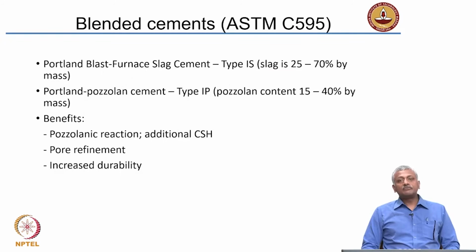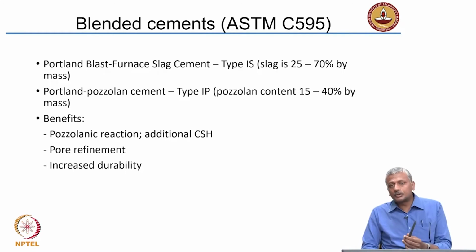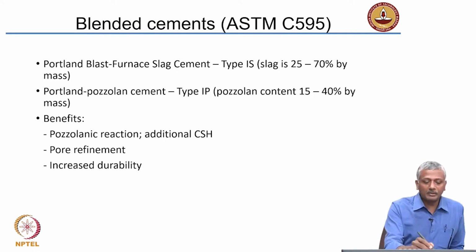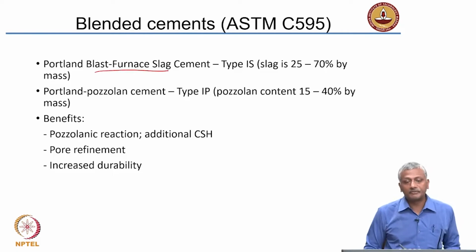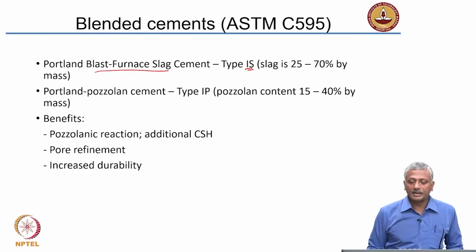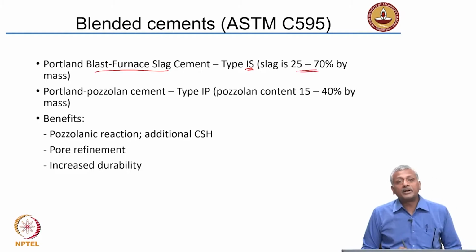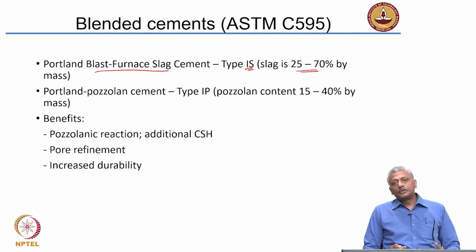Now, in some cases we blend certain components to enhance the properties of the cement or sometimes even just to lower the cost. So, there are different types of blended cements that are permissible as per the ASTM standards. One is called Portland blast furnace slag cement, which is called type 1S, and the slag is nearly 25 to 70% by mass in this cement. Now, what is this blast furnace slag? You have learnt about the blast furnace process in the manufacture of steel.